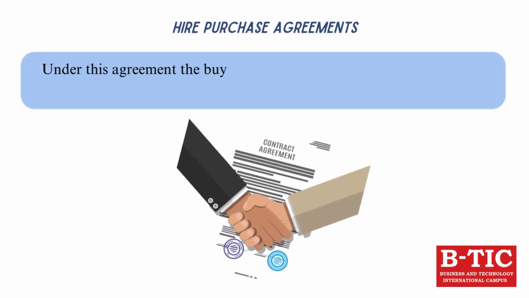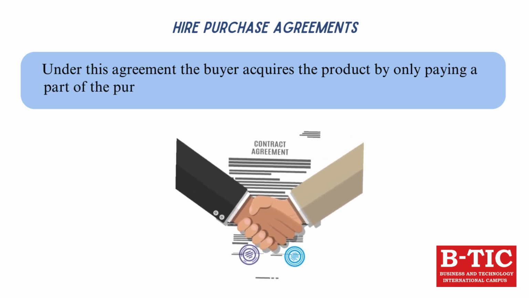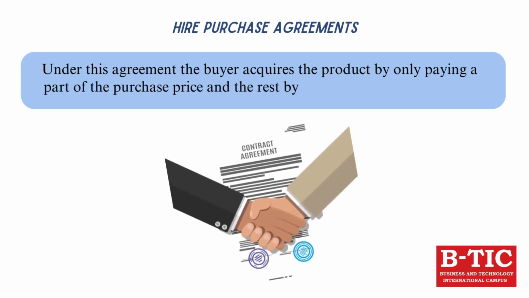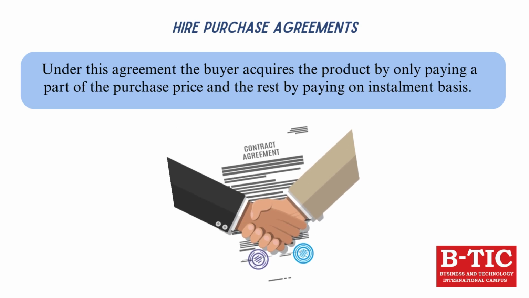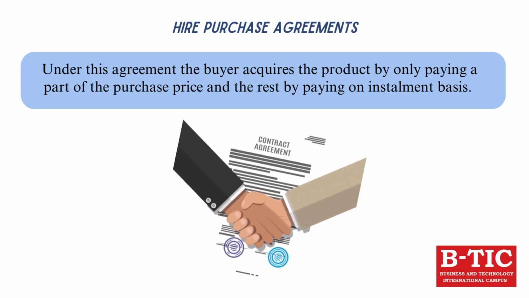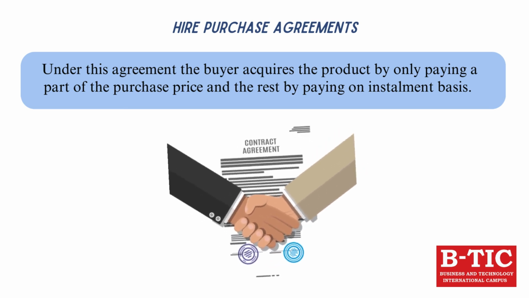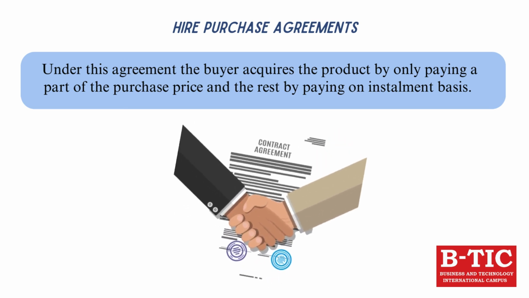Hire purchase agreements. Under this agreement, the buyer acquires the product by only paying a part of the purchase price and the rest by paying on an installment basis. When goods are acquired through hire purchasing, the buyer only gets the possession of the good and the ownership will be transferred after the final installment is settled.